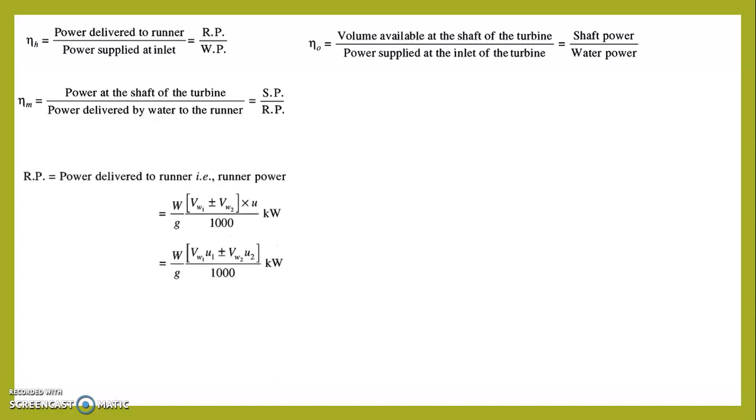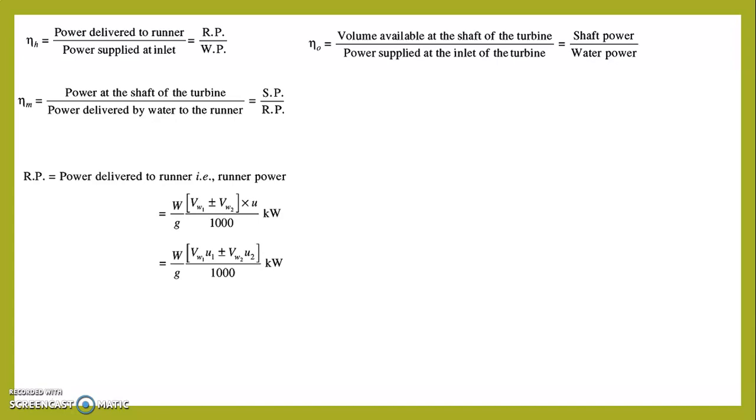And next we will be discussing what is runner power. Already we have a brief idea about the velocity diagram for a curved vane, where water will be striking at some velocity while the vane is moving with some velocity.